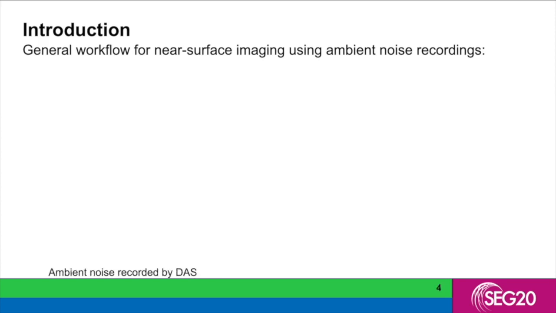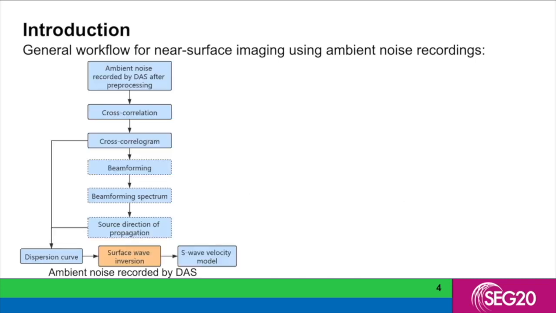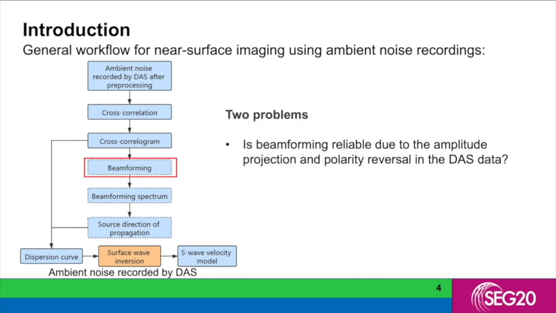DAS has many advantages compared to geophone, especially for monitoring purposes in urban environments. Generally, the processing workflow of DAS data is the same as that of geophone data. However, there are two problems when using this processing workflow. The first one is that beamforming results may not be reliable due to the amplitude projection and polarity reversal in the data. Amplitude projection is caused by the directionality of the fiber optic cable and the geometry of the DAS array. Polarity reversal is usually caused by the nonlinearity of the DAS array.